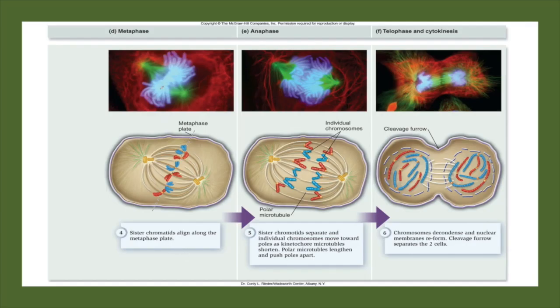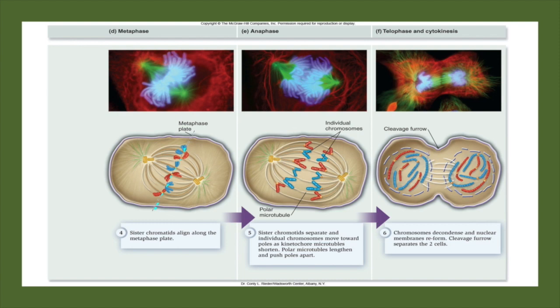So here we have metaphase lining up on that metaphase plate. I like this little drawing here. It's a little easier to see. Then we have anaphase. In anaphase, we're actually pulling apart the chromosomes. And then in telophase, and they're referring to cytokinesis here as well, we're now reforming the cell itself.